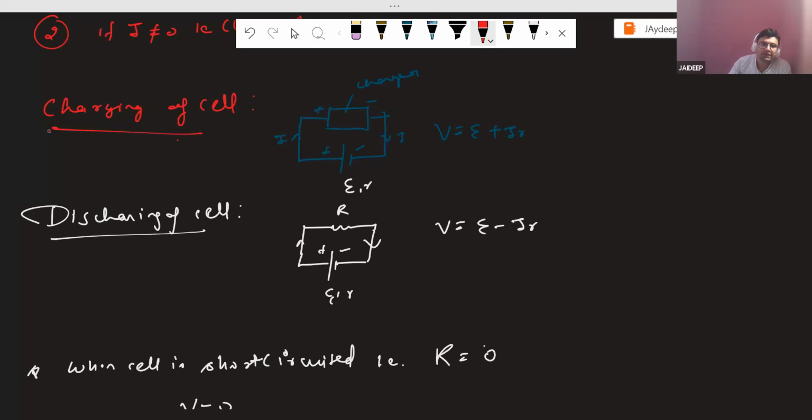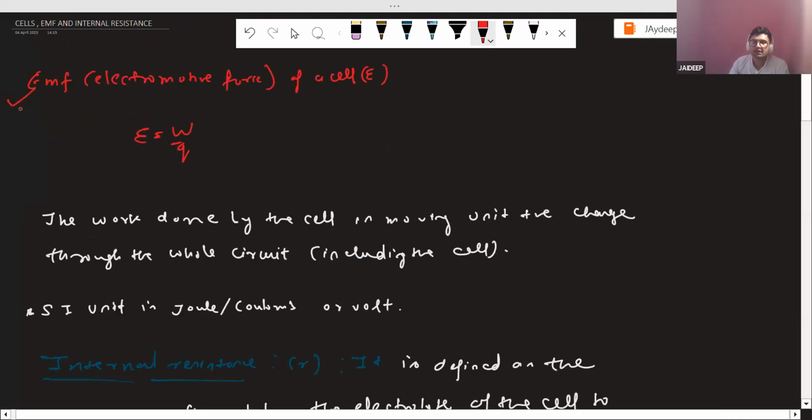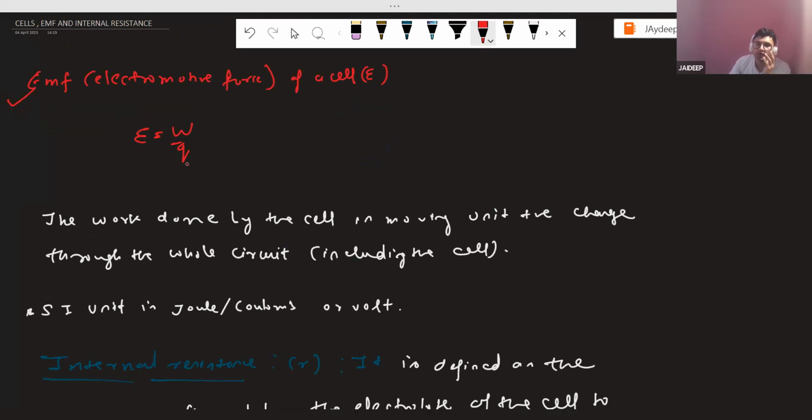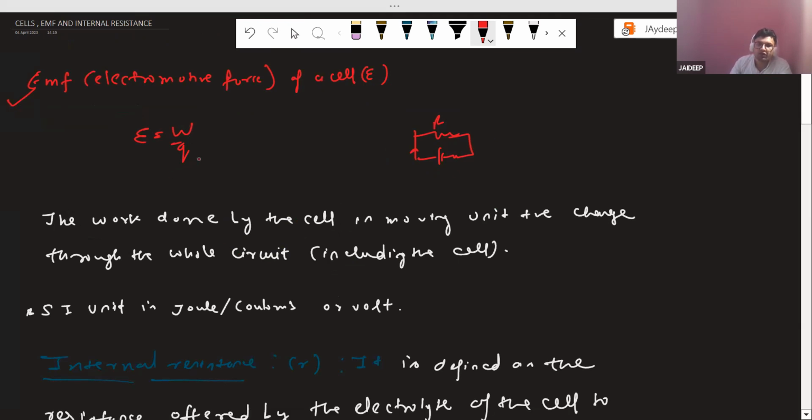Now the next topic is EMF. EMF basically is a misnomer. It is not a force. It is potential difference of a battery. So E equals work done upon Q. The work done by the cell in moving a unit positive charge through the whole circuit, including the battery. If it is a circuit, it's a cell with internal resistance R. This is known as EMF. EMF is work done over charge. SI unit is volt or joule per coulomb.